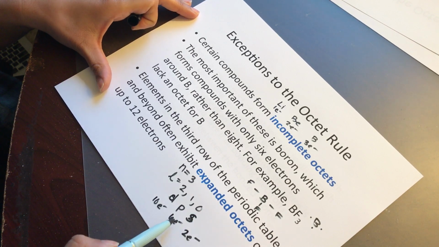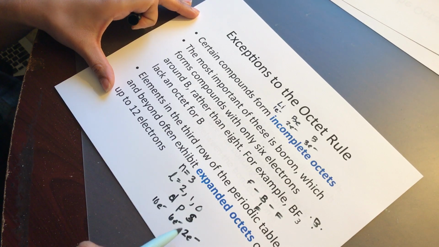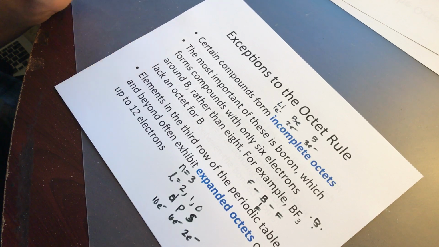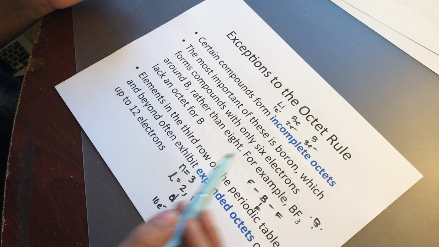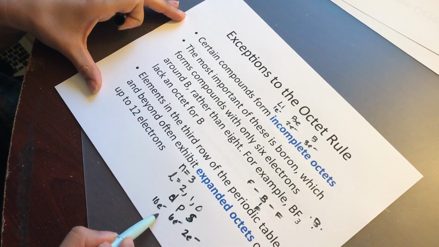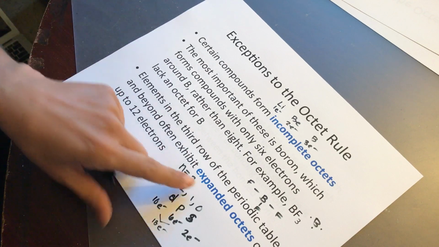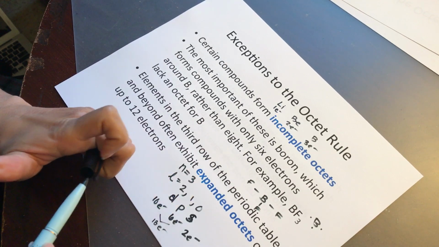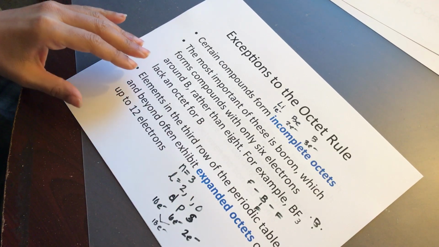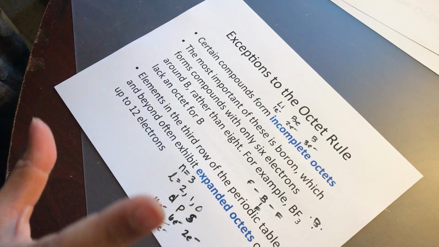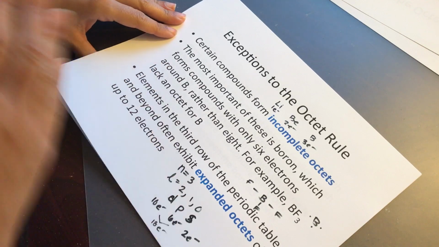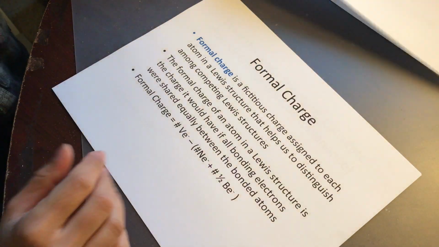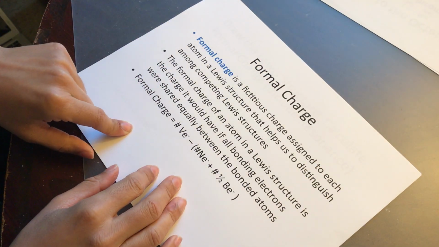Now for period 2, you only have s and p, so you can only have up to 8, which was the rule with the oxygen. However, when you get to the third row on the periodic table and below that, you have the d orbitals, so you can have up to 18 electrons in your valence shell. Therefore, you can have an expanded octet. Now that we know how to draw Lewis structures, we know all the exceptions, and the resonance, how do we decide what's best? Well, that's done through something called formal charge.